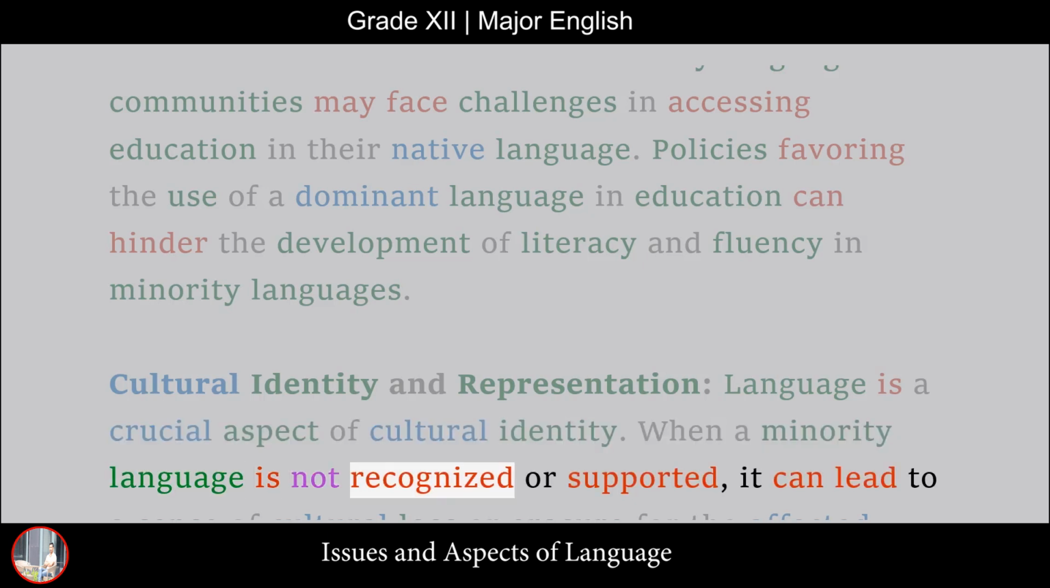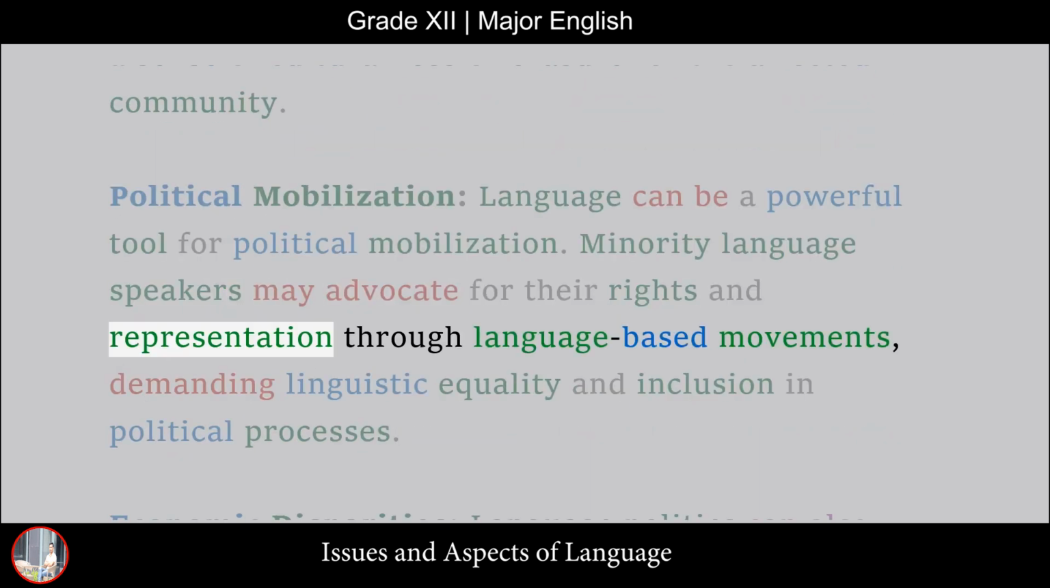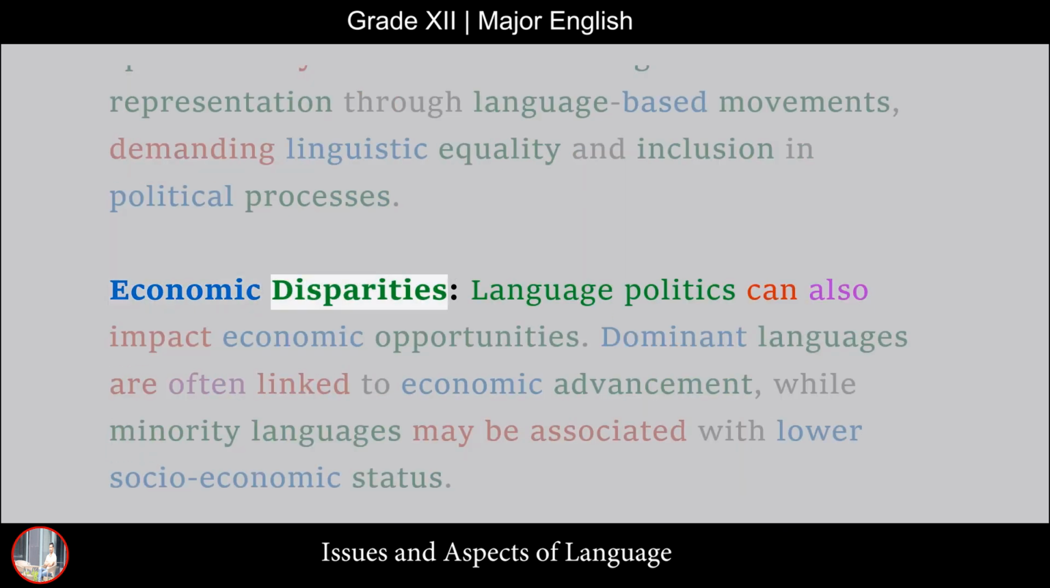When a minority language is not recognized or supported, it can lead to a sense of cultural loss or erasure for the affected community. Political mobilization. Language can be a powerful tool for political mobilization. Minority language speakers may advocate for their rights and representation through language-based movements, demanding linguistic equality and inclusion in political processes. Economic disparities. Language politics can also impact economic opportunities. Dominant languages are often linked to economic advancement, while minority languages may be associated with lower socioeconomic status.